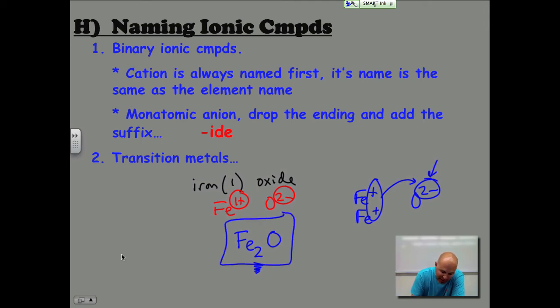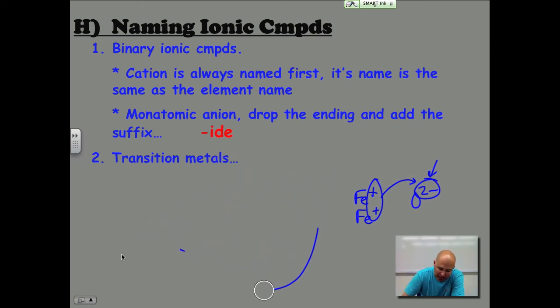So notice that in iron 1 oxide, you actually have 2 irons. Again, the amount of them is not what the Roman numeral is. The Roman numeral is what the charge is. So that's how you describe the transition metals.